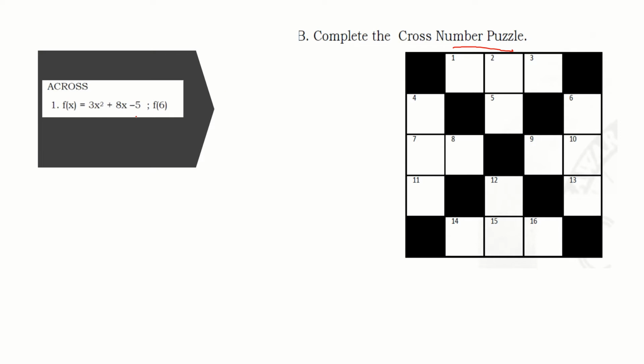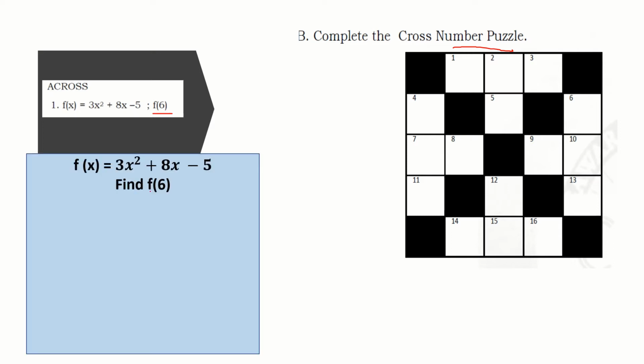Okay, so number 1, f of x is equal to 3x squared plus 8x minus 5. Ang hahanapin nyo is f of 6, or function of 6. When you say function of 6, it means you need to replace x with 6. Kung makikita nyo dito sa ating function, mayroong mga x variable dyan. Lahat yan ay papalitan natin ng 6, since you are looking for f of 6.